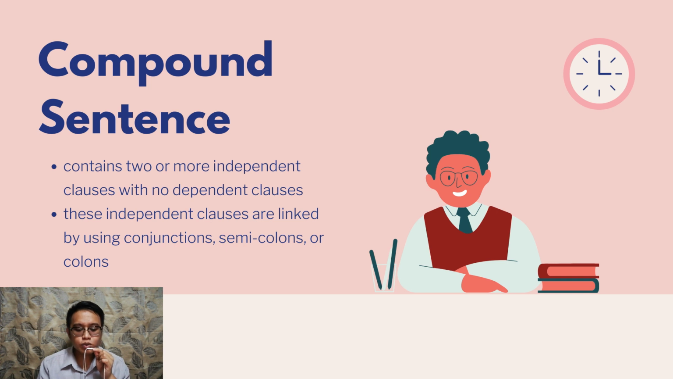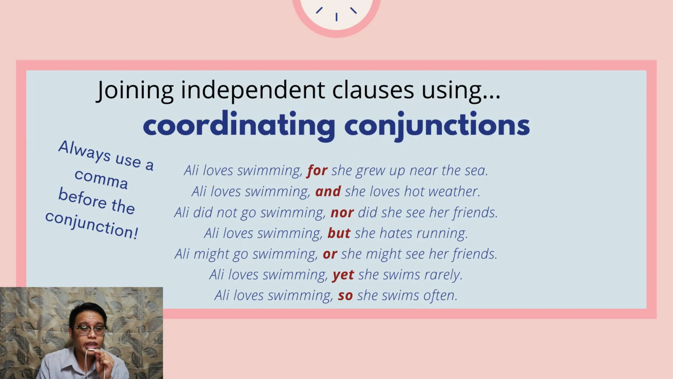Okay? The first one is we are going to use a coordinating conjunction. Okay? Coordinating conjunction. And atong acronym for the coordinating conjunction is, if you remember in your elementary, look at the example, unsay mga first letters ana. What's the first letters of those? Our coordinating conjunctions are FANBOYS. And what are the FANBOYS? For, and, nor, but, or, yet, and so.